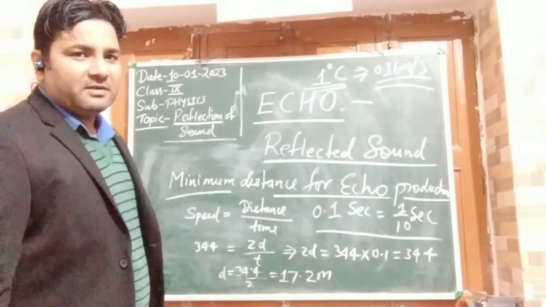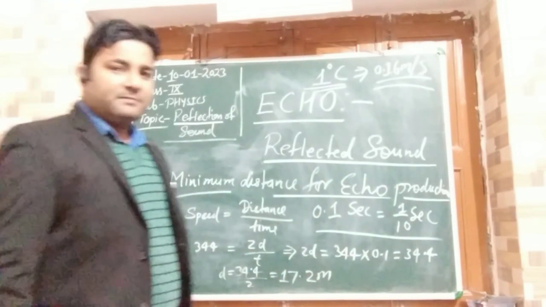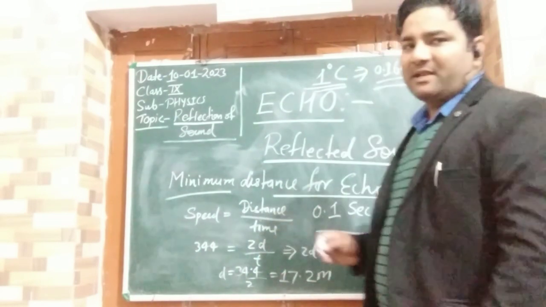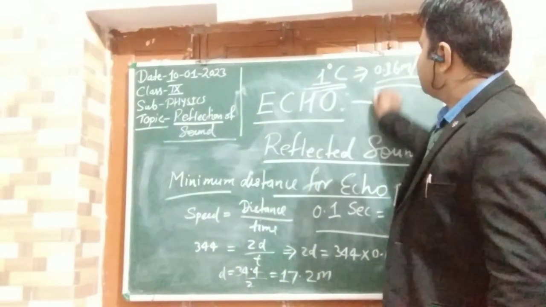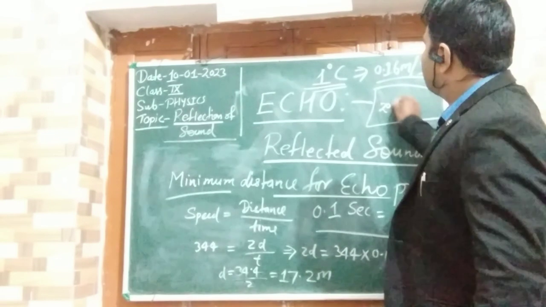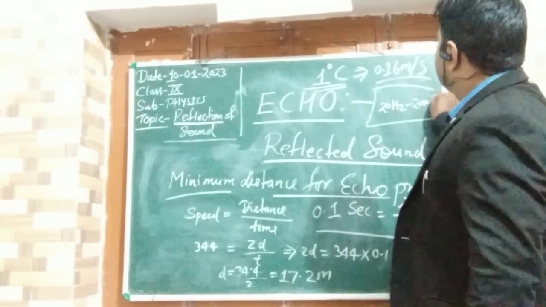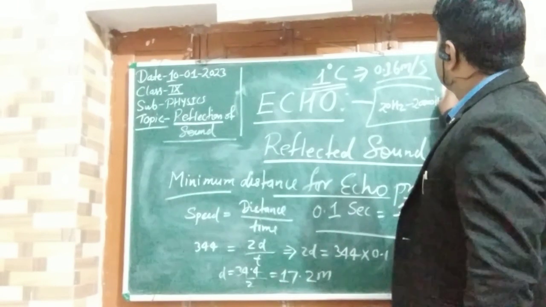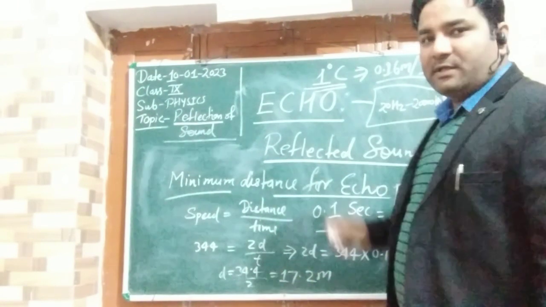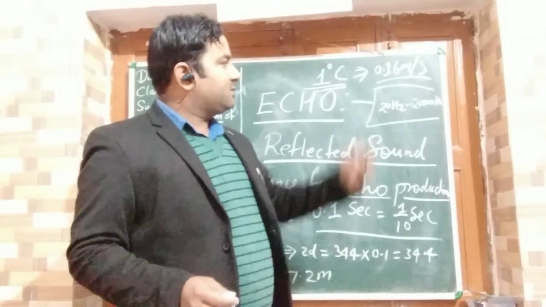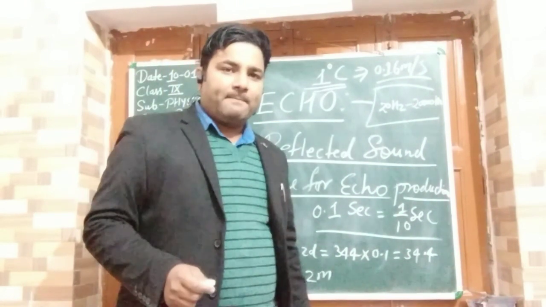Here, this is the concept of echo. And then after you are familiar with the audible range, that is very easy. 20 hertz to 20,000 hertz, and below 20, that is infrasound, and above 20,000, that is ultrasound.